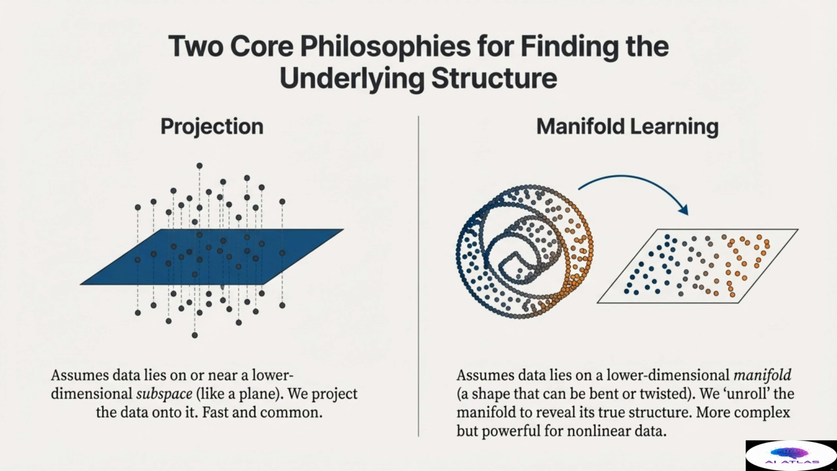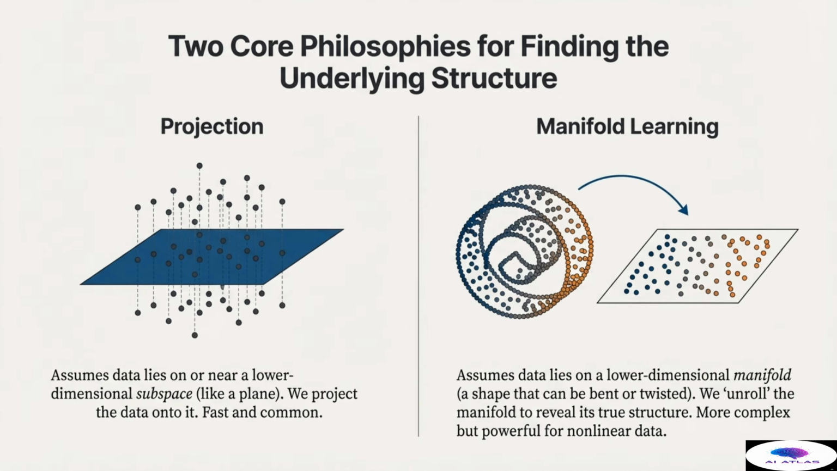When approaching the task of finding this underlying structure, we rely on two core philosophical approaches that guide our choice of algorithms. The first is projection. This philosophy assumes that the data lies on or near a simple lower dimensional subspace, which we can visualize as a flat plane. Under this assumption, we simply project the high-dimensional data straight down onto this subspace. This approach is mathematically linear, fast, and very common when the underlying structure is relatively flat or linear. Principal component analysis, or PCA, is the perfect example of a projection technique.